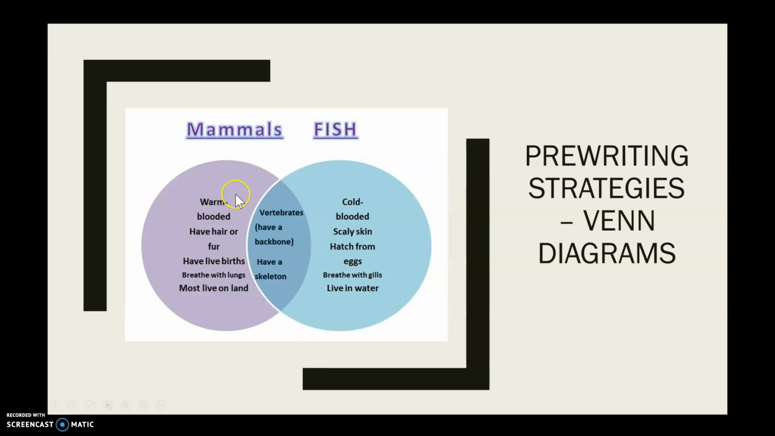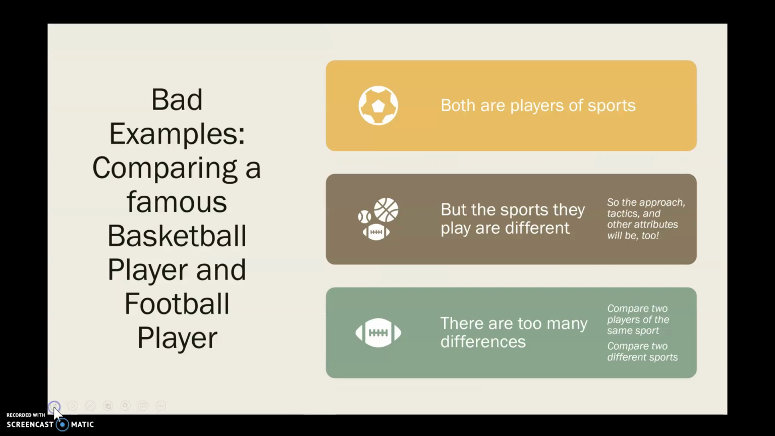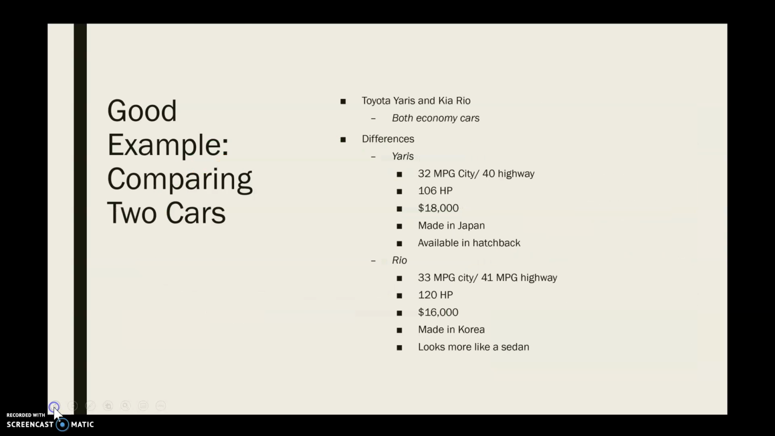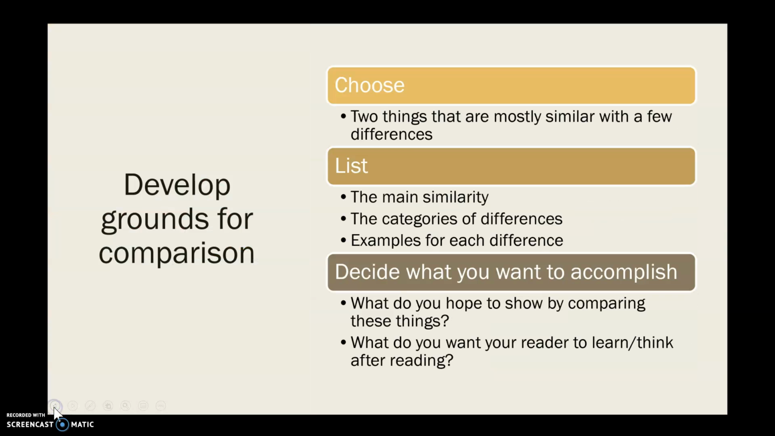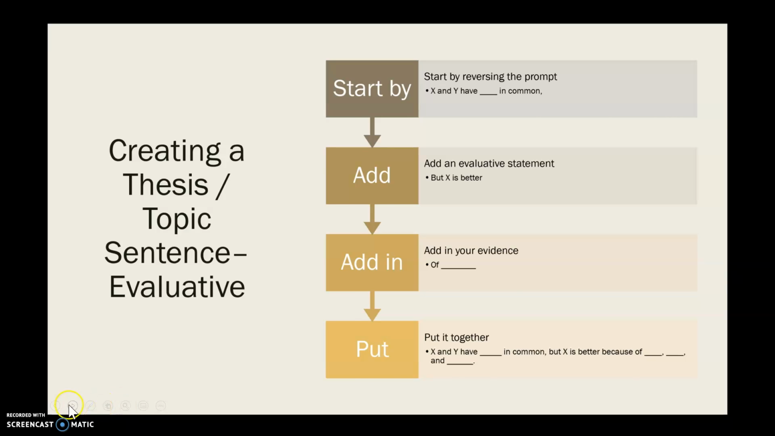And you can see that these are compared. We've got type of blood, type of covering, method of birth, how they breathe, how they live. So there's a good basis of comparison, or grounds for comparison, here because you can compare those things. So let's talk about grounds for comparison, and then I will go back and talk to you about writing the topic sentence.